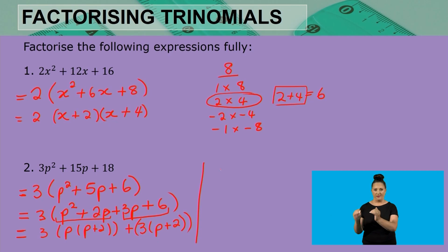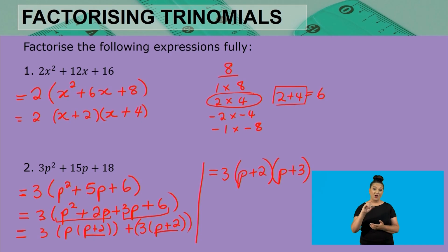So I'm just going to continue there. We have that 3 outside, and then we have that common bracket of p plus 2. And then when we take out that common bracket in each of those terms, we are left with a p plus 3. And that is how we have factorized that trinomial.